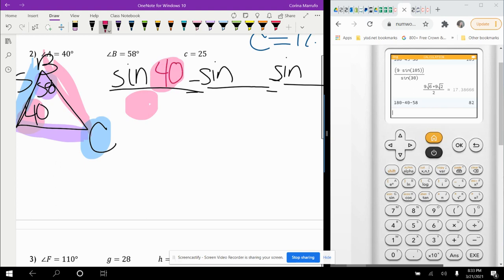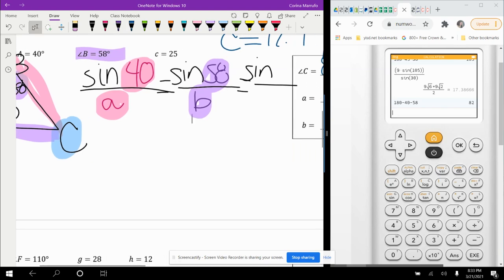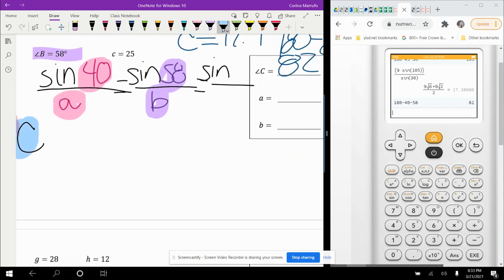But we don't know what little a is. That's what we're looking for. And we have the one for big B, which in this case we know is 58. And then little b, we don't know what it is, so we just put a little b there. And last we have the space for big C. We said big C was 82. That's what we figured out. And little c is 25.